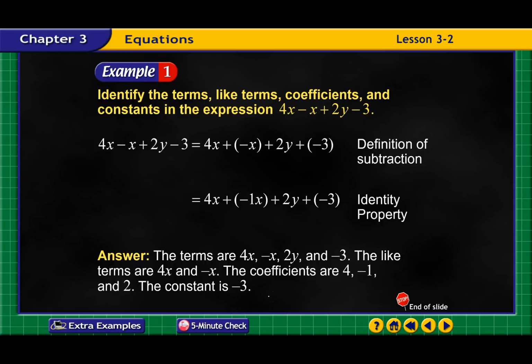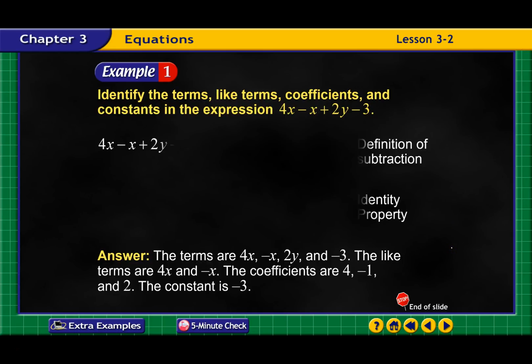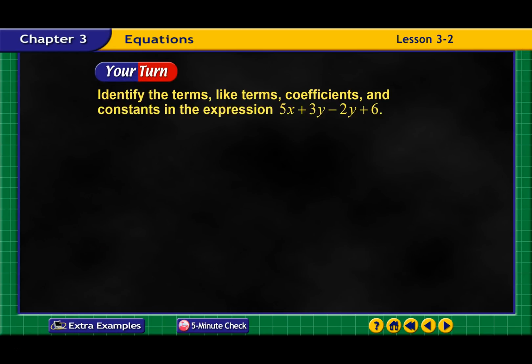So you're just going to, I'd probably do these vertically in your homework. So I'd put like terms are these, and then the next one. So pause this, give it a shot.